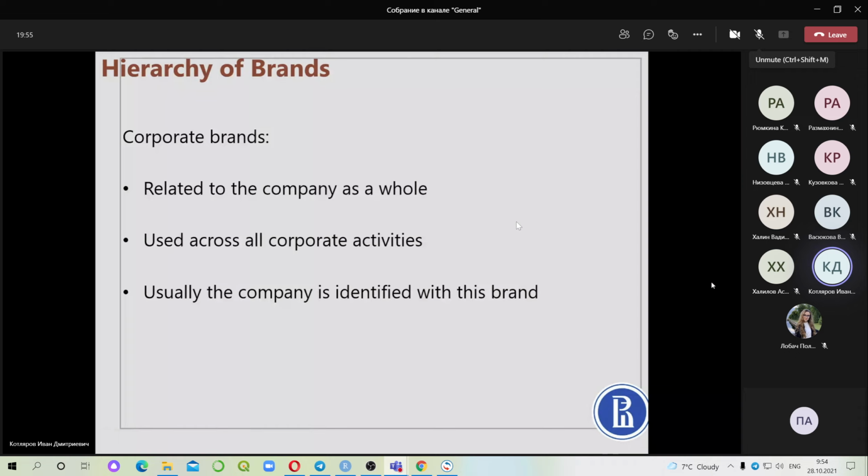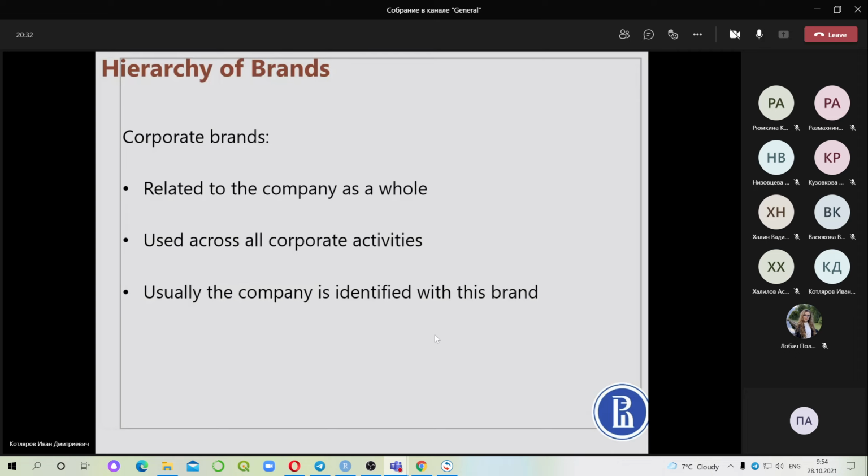It is used across all corporate activities. All products of Sberbank bear this brand, and it is related to the company as a whole. Again, this brand is related to the whole ecosystem. Is it clear? Do you understand it, ladies and gentlemen? Okay, great.